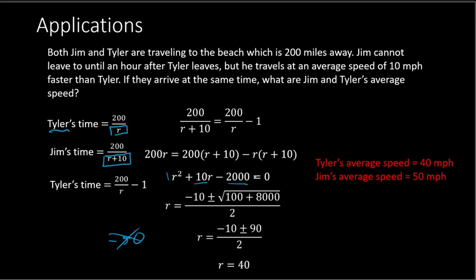And if you want, you can double check by plugging back into the equation. Right here, 200 divided by 40 for Tyler gives you 5 hours of travel. Jim's time, 200 divided by 50, gives you 4 hours of travel. So the time is only 1 hour apart, which is what we wanted initially. So we do have the correct solution. Tyler was 40 miles an hour, Jim was 50 miles per hour.